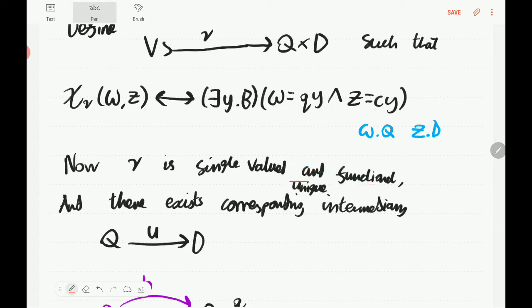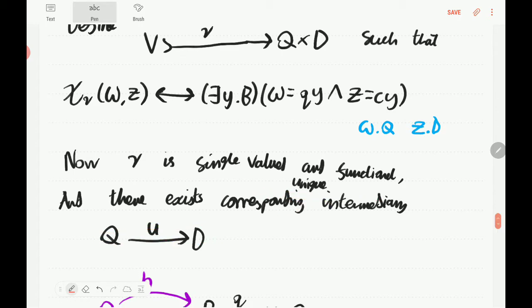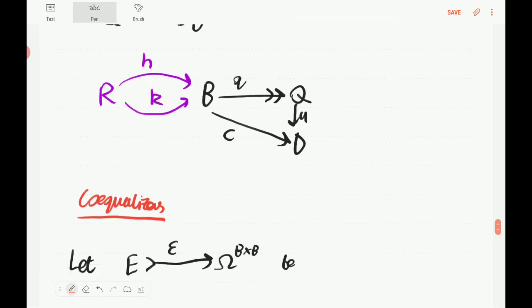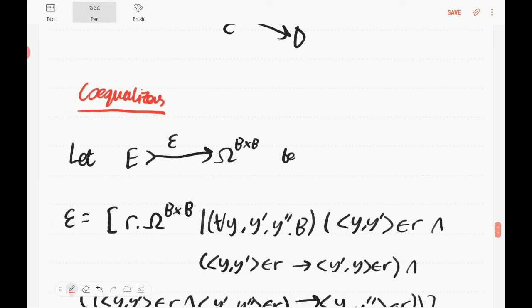Now it turns out that V is going to be single valued and totally defined, so it's going to be functional. And that means there exists a unique corresponding intermediary arrow, U from capital Q to D. So we have this setup we like to have for a co-equalizer.